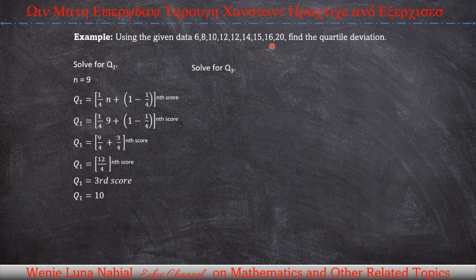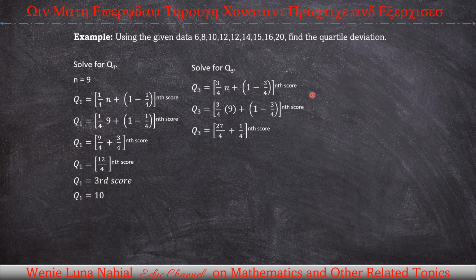Then solve for Q3. So we simply use the same formula, but our indicated quartile is 3. That's why we have 3 over 4. So the same process here, that is 3 also because our indicated quartile is the third quartile. So substituting, we get 27 plus 1, that is 28 over 4. That is the seventh score.